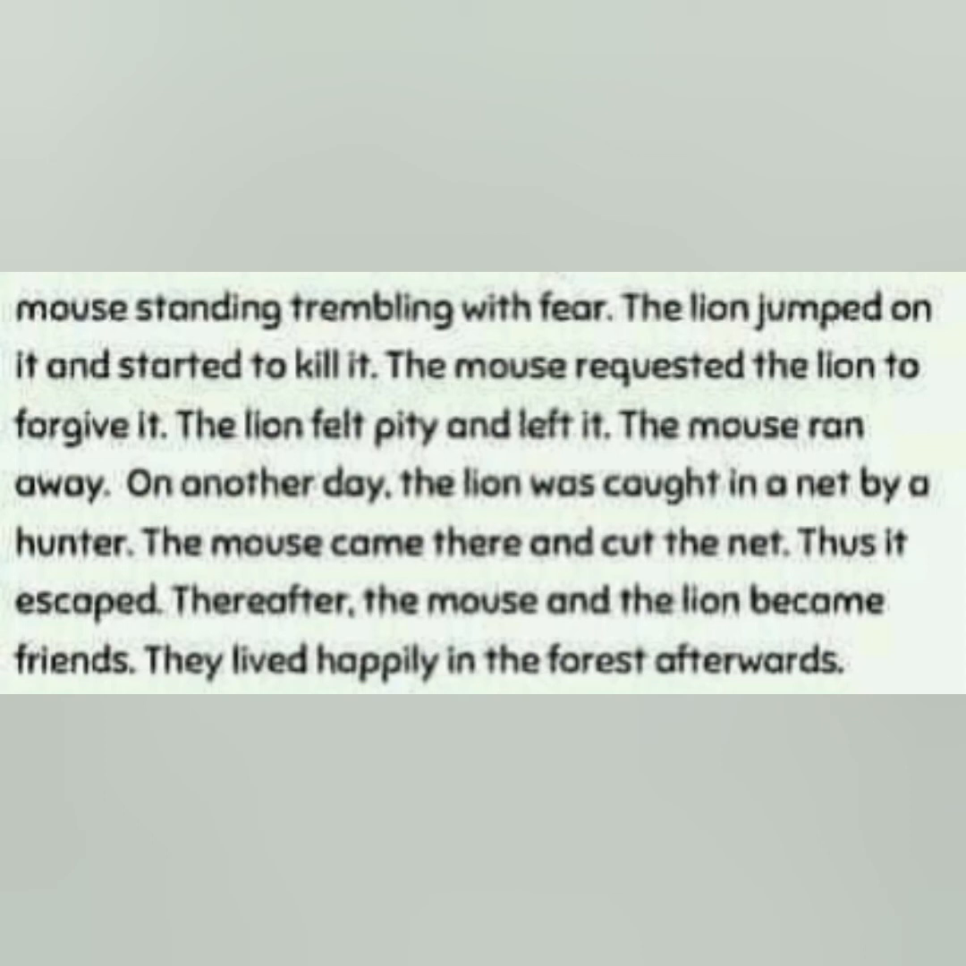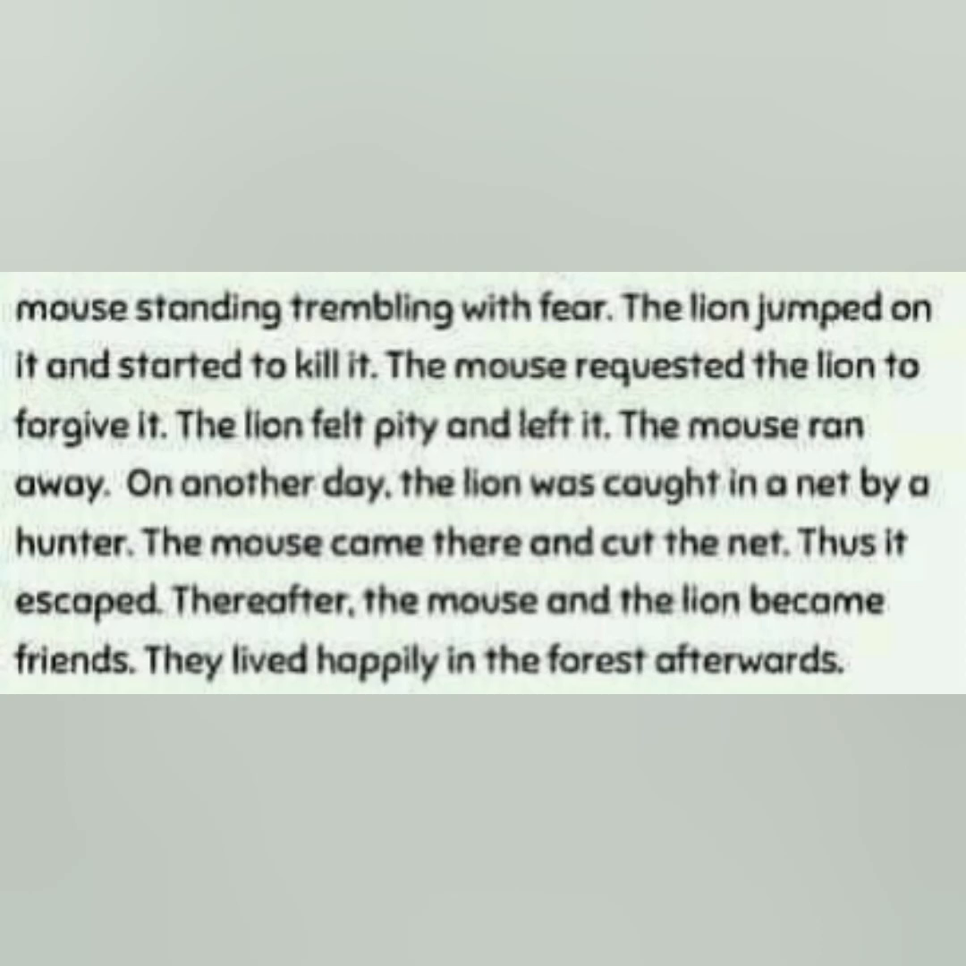The mouse ran away. On another day, the lion was caught in a net by a hunter. The mouse came there and cut the net. Thus, it escaped. Thereafter, the mouse and the lion became friends. They lived happily in the forest afterwards.